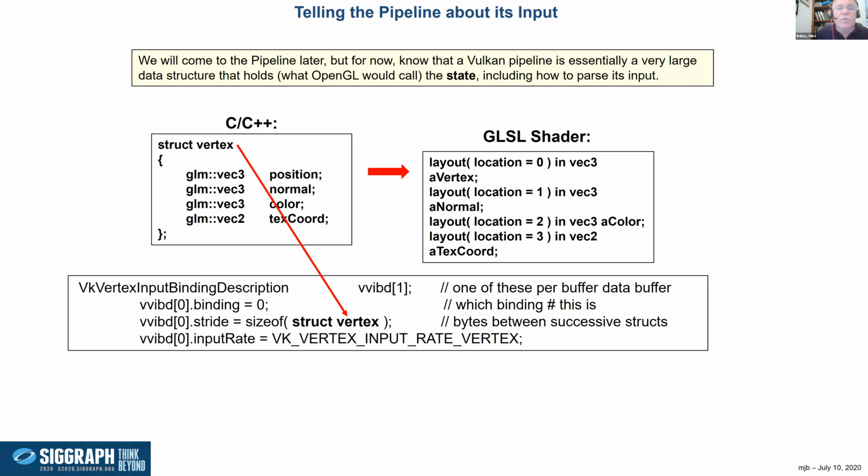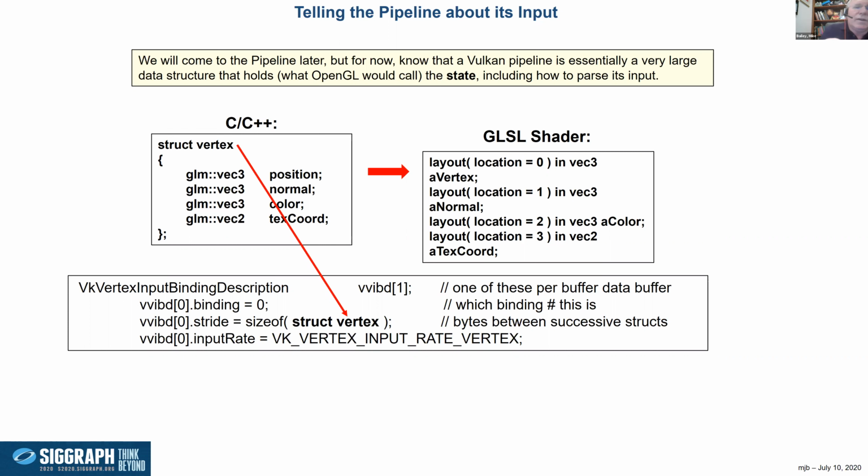Okay, we will come to the pipeline a little later, but for now, know that a Vulcan program has what they call the pipeline. It probably should have been called the state or the context, but it's called the pipeline in Vulcan. It's essentially a large data structure, and it's that big, ugly block diagram you saw at the beginning.